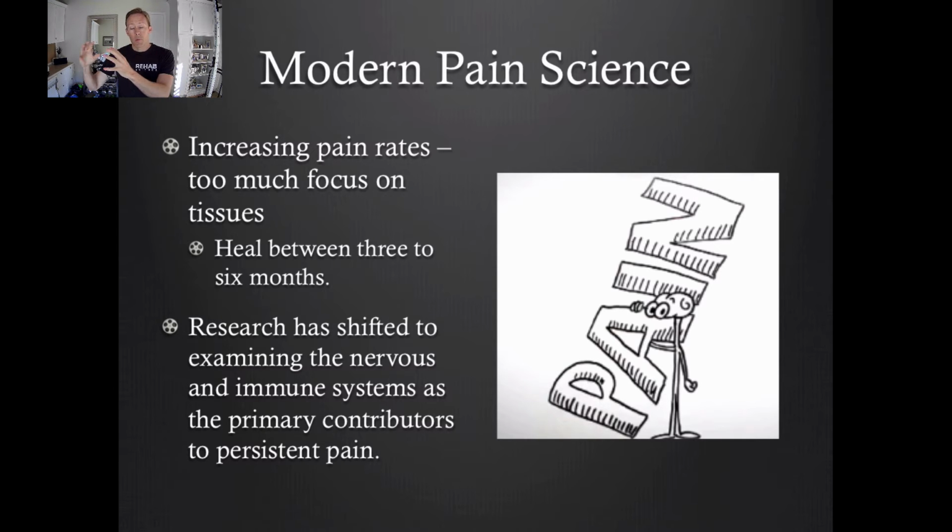So as the research has changed and we're looking at this modern pain science, we really see that we're examining the nervous and immune system more as the primary contributors to persistent pain. The nervous system and immune system really have even been linked together and referred to as the neuroimmune system because they're so closely linked in terms of looking at pain.